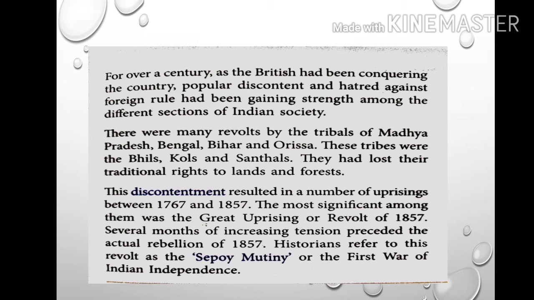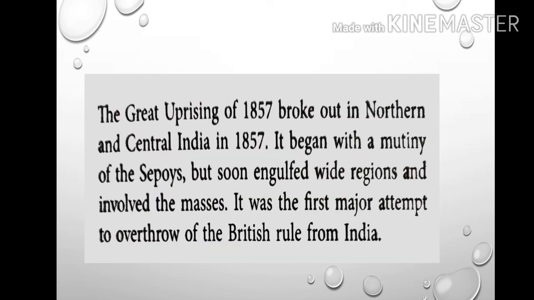Historians also refer to this revolt as Sepoy Mutiny or First War of Indian Independence. Sepoy is a word for soldiers, and mutiny means an open rebellion against the authorities. So, the Great Uprising was the first war for Indian independence. The Great Uprising of 1857 broke out in northern and central India in 1857. It began with a mutiny of sepoys but soon engulfed wide regions and involved the masses. It was the first major attempt to overthrow the British rule from India.